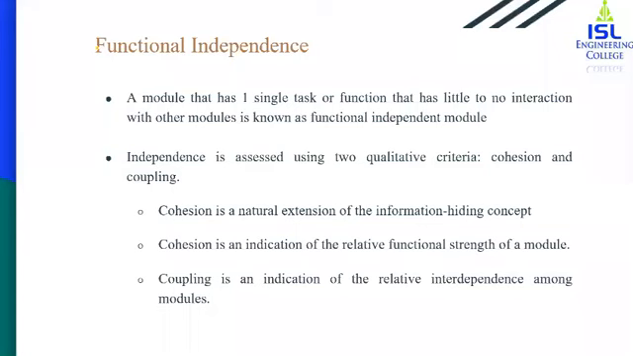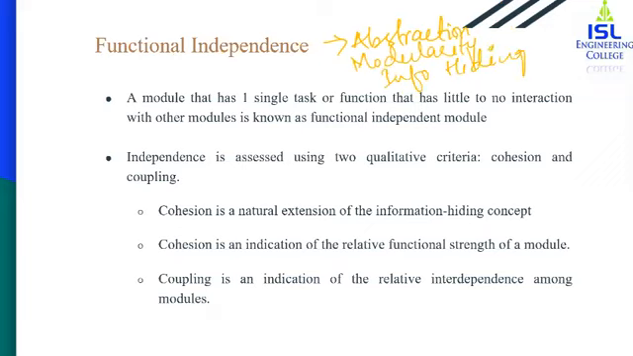The next concept, the sixth concept, is functional independence. Now, what is functional independence? It is a direct outgrowth of the concept of abstraction, the first concept that we've studied. It is similar to abstraction, modularity, and information hiding. It is similar to these three concepts. That is, you can say it is made up of these three concepts.